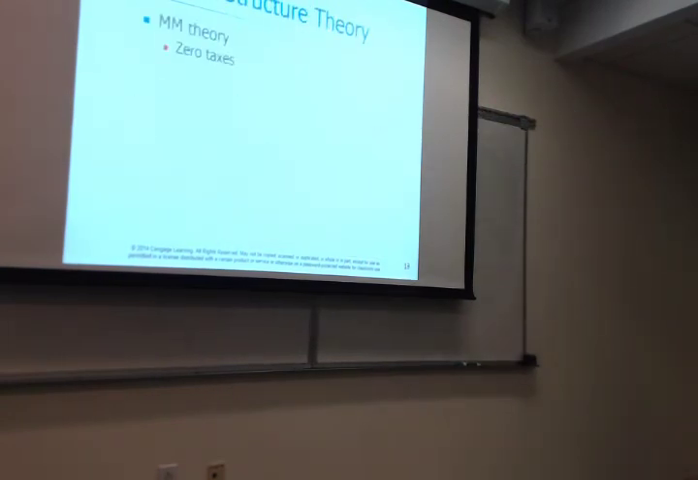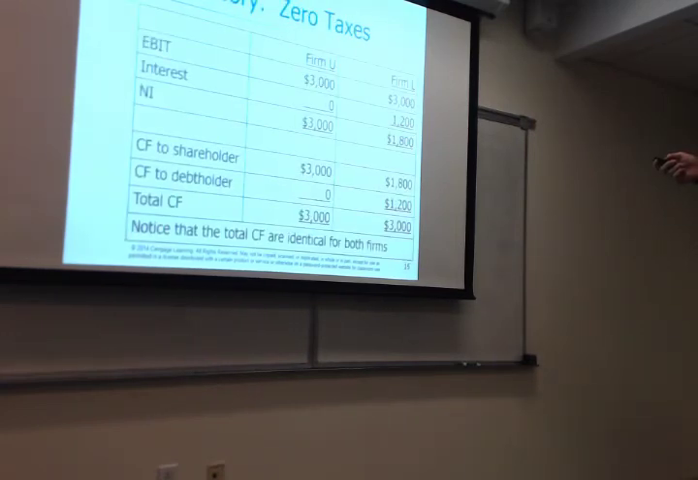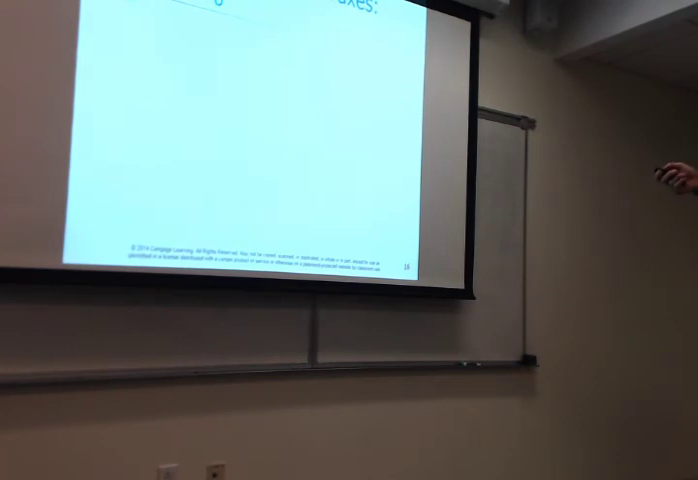Capital structure theories. First started with the MM theory. Corporate taxes, no taxes, trade-off theory, signal theory, pecking order. All right, let's fire through these. So what's the MM theory? Well, MM theory with zero taxes.